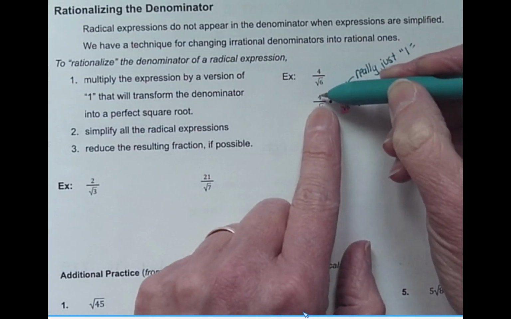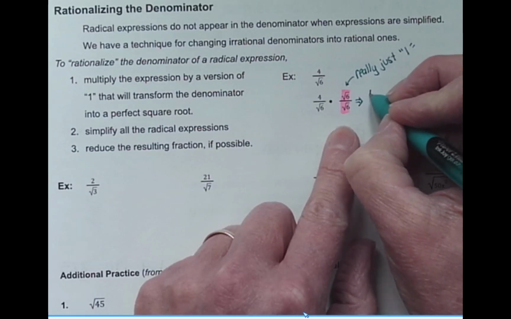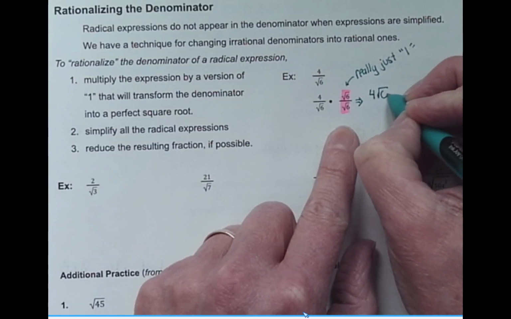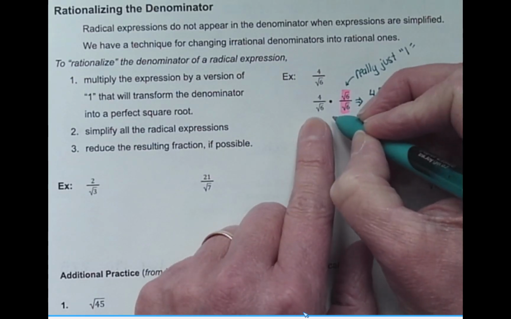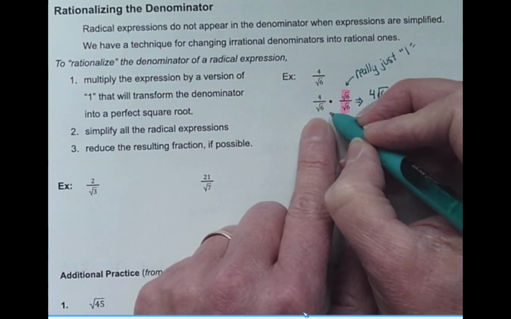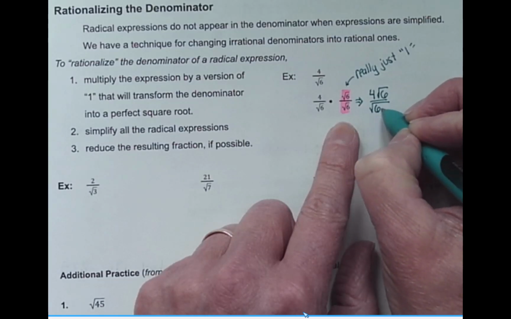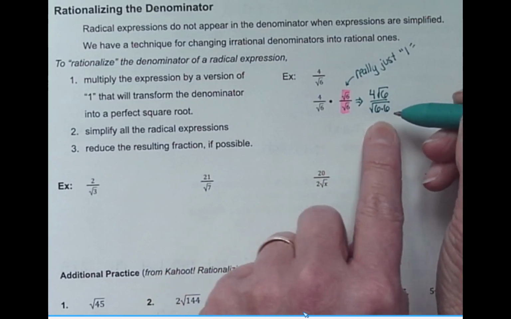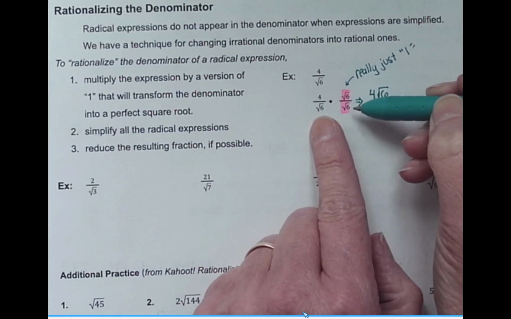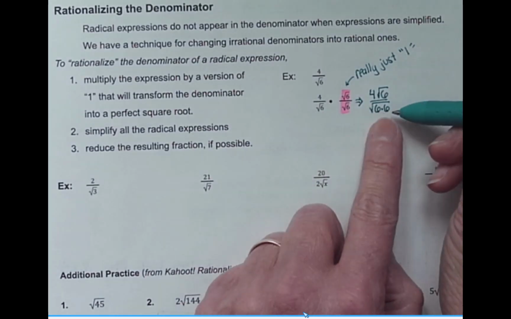Well, in the numerator, I have 4 times the square root of 6. I'm going to go ahead and write that. And in the denominator, I have the square root of 6 times the square root of 6. And just like the product property of square roots lets me split apart factors, it lets me put them back together as well.